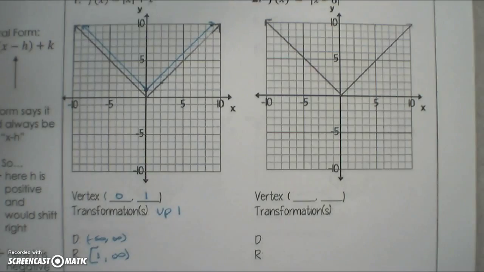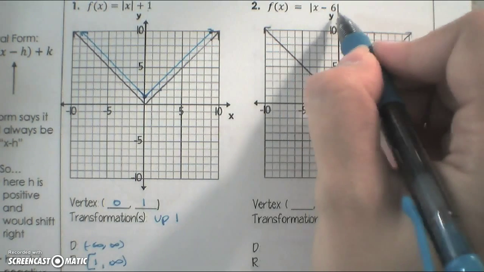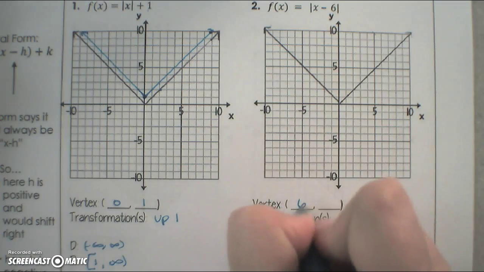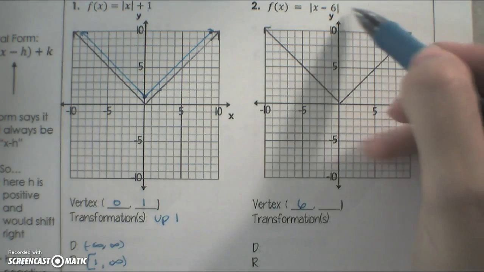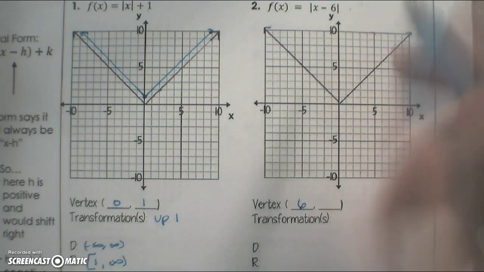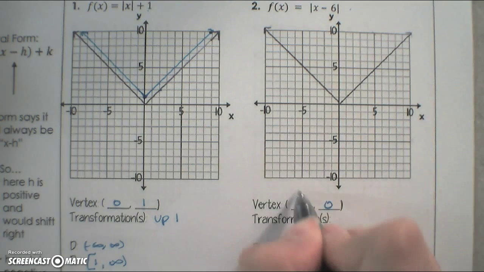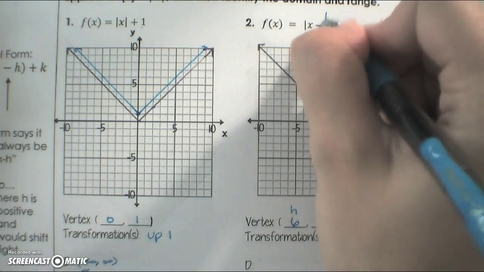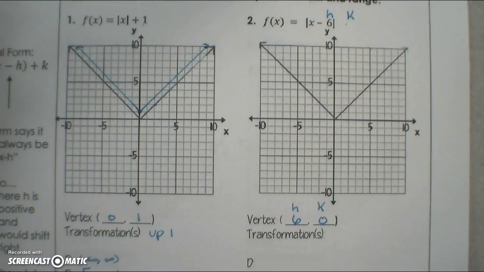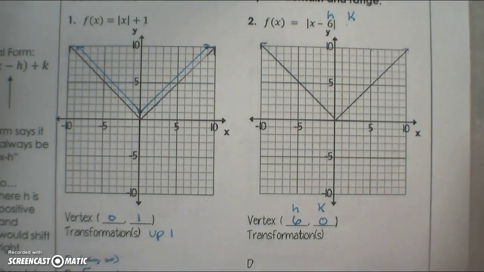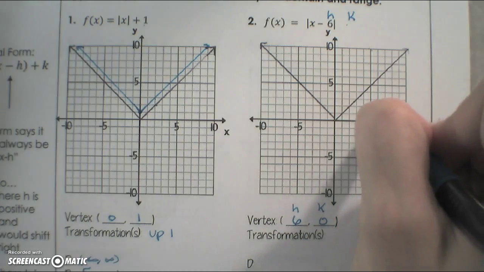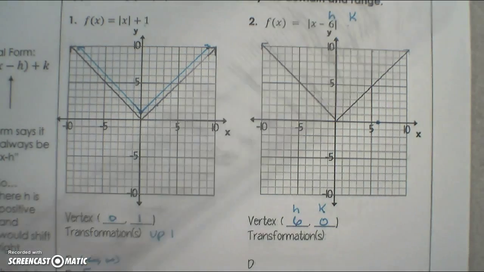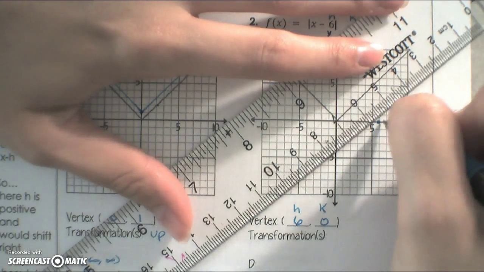Let's try another one. So this time we have x minus 6. So again, we do the opposite of what's on the inside. So this should be a positive 6, but there's nothing out back here. So what do we do if there's nothing? 0. So again, this is my h, this is my k, this is the inside and the outside to find that vertex, that starting point. So we're going to start at 6, 0. So go out to 6 and go to 0 and put a dot. Now we just draw our V, with a slope of 1 going this direction.